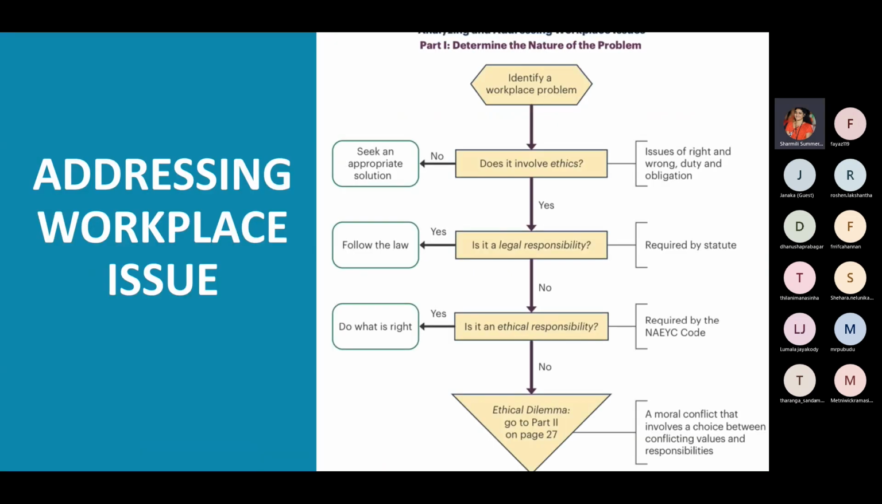Now we'll move on to how we can address workplace issues, and how you can identify that there is an issue or problem in the workplace. Here you can go through this simple flow chart. First you identify the problem: what is the problem going on in the workplace? And does it involve ethics? Then you need to check whether it is an ethical problem or not.